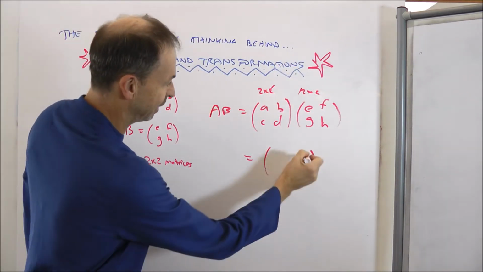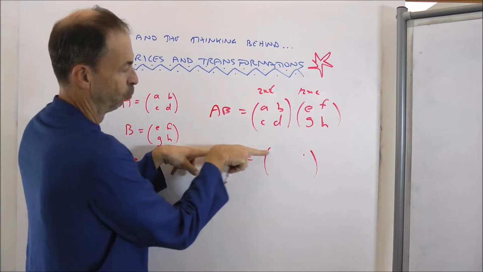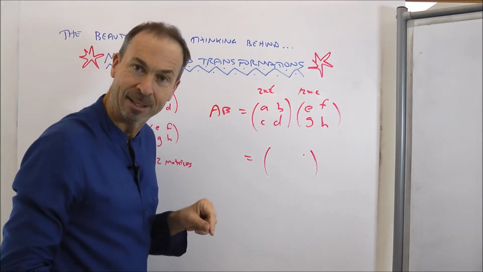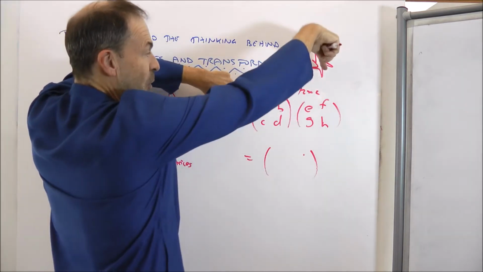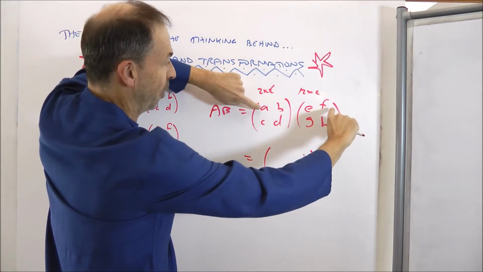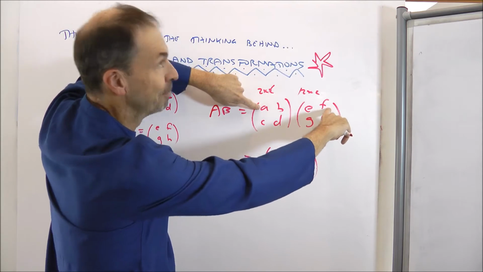For example, suppose I want this entry, the entry on row 1, column 2 of my answer. The idea is look at row 1 of the first matrix, look at column 2 of the second matrix and go multiply each item in turn.